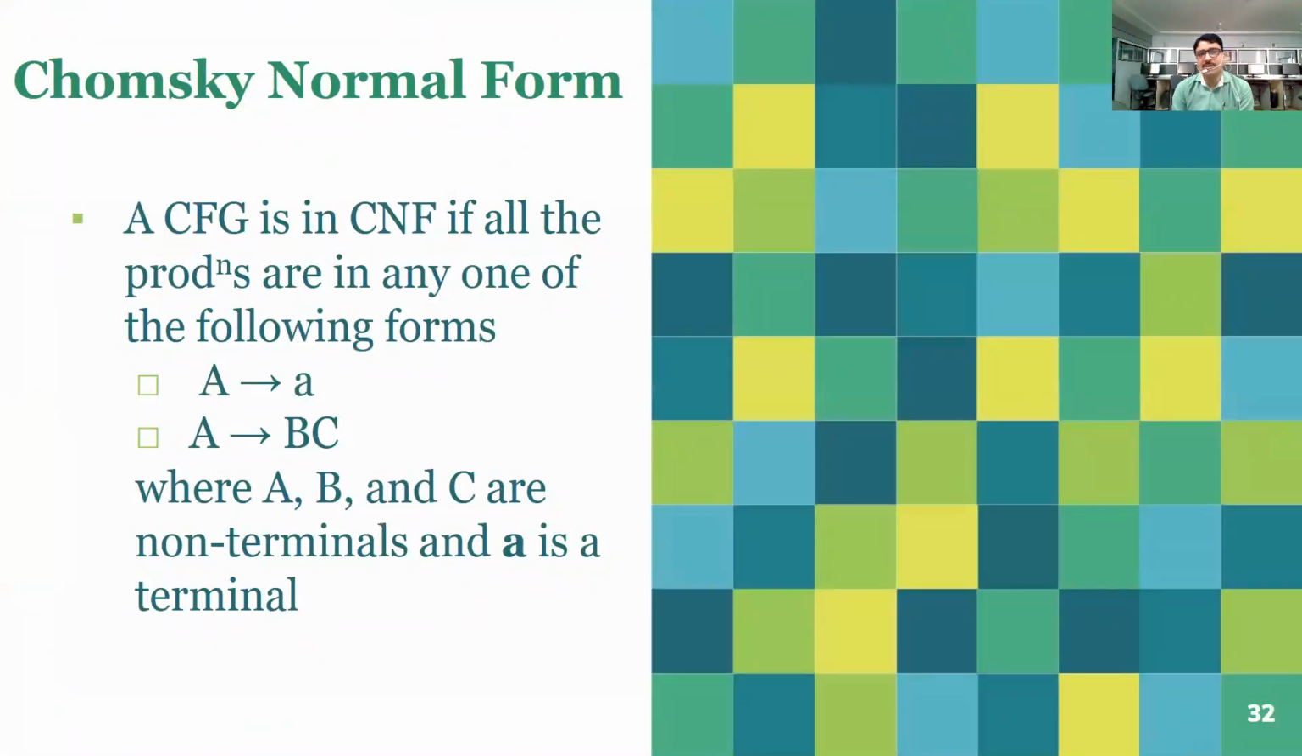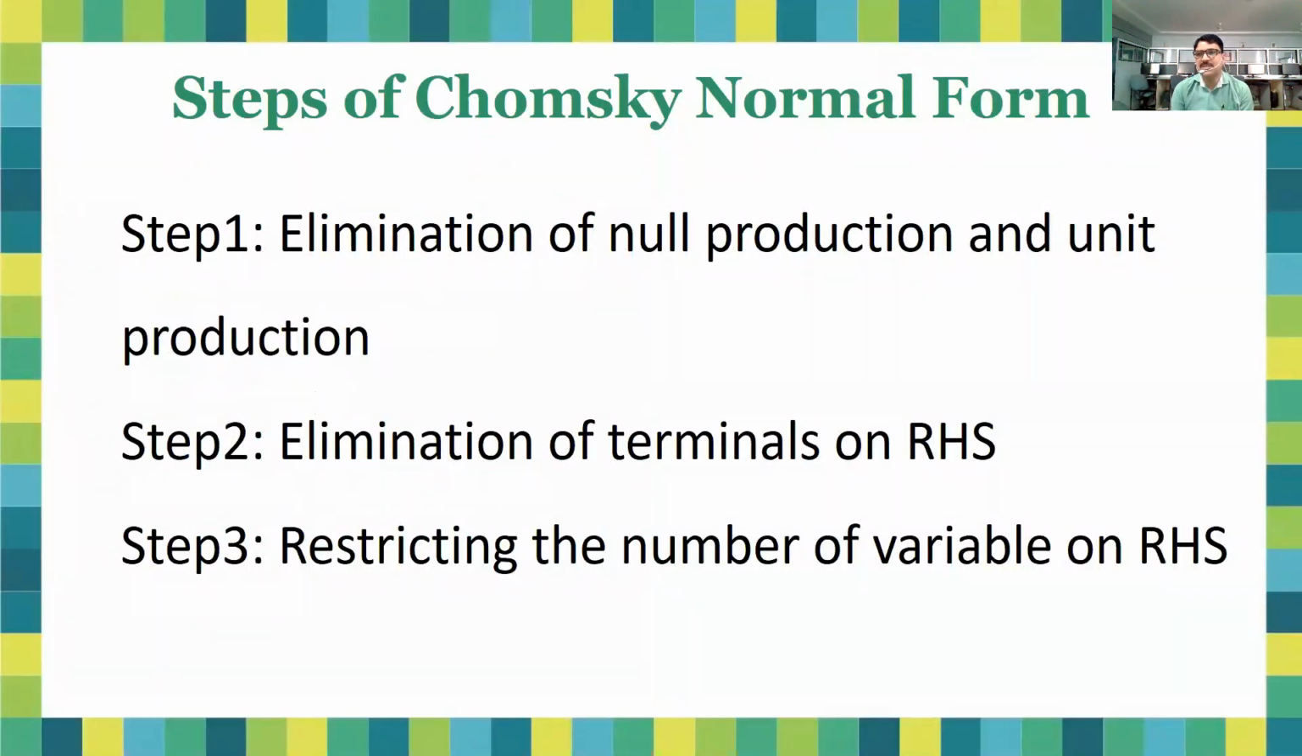So that means a context-free grammar is in Chomsky normal form if all its productions are in the form of A to a or A to BC. Means either it should give a terminal or only two variables, right? On the right hand side it is the restriction, so that's why this type of productions are called Chomsky normal form. Now these are the basic steps for converting a context-free grammar into Chomsky normal form.